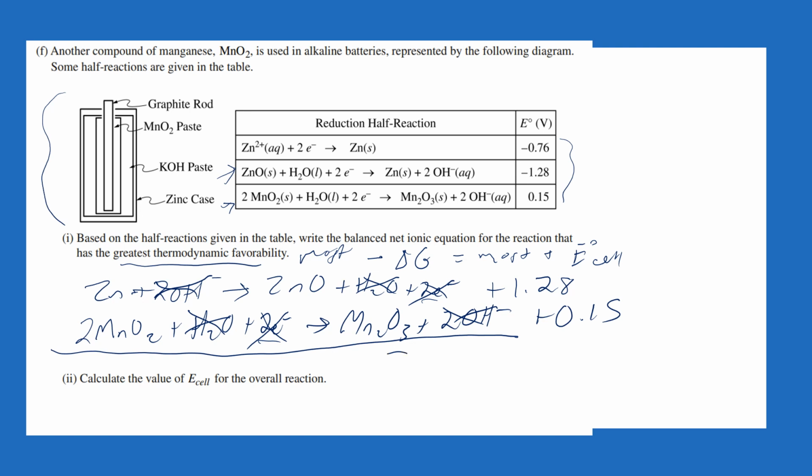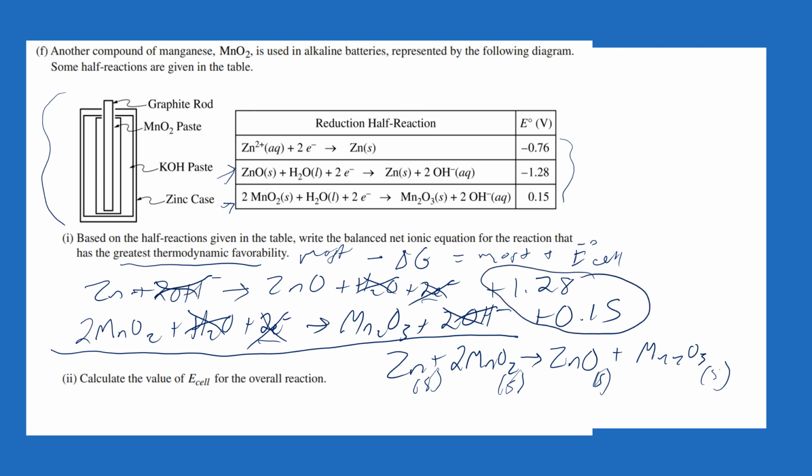So I'm left with the zinc metal and the 2MnO2 on the reactant side, and zinc oxide plus Mn2O3 on the product side, just like that. Now you should include your states, and actually all of these are solid, like that. And so that is the answer for part I. Now you're just a very short step away for part II. You just need to actually add those two together to give you that most positive value for E cell, which is positive 1.43.